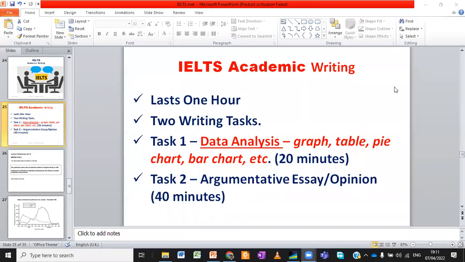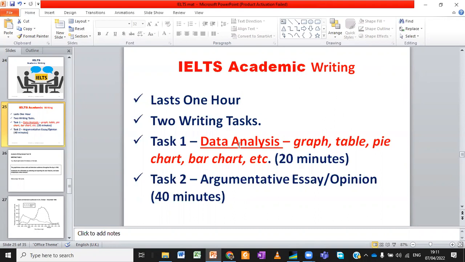Okay, the academic writing test lasts for 1 hour. You'll be given 2 writing tasks. One is data analysis. They'll give you a graph, a table, a pie chart, or a bar chart to analyze. I will show you how to do that. Now, remember, this particular task should not exceed 20 minutes, okay?